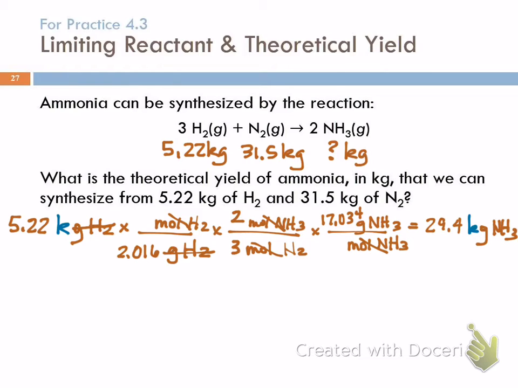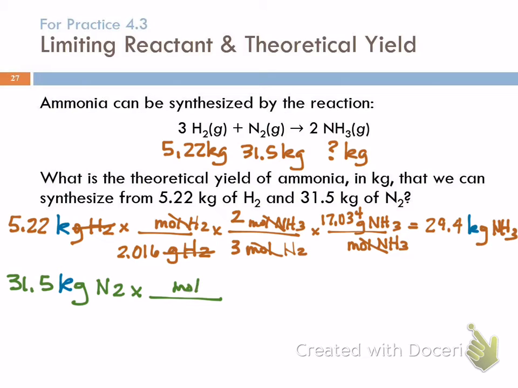So I'm going to use a different color here, just for grams. What is that? 29.4. It's not the best 9. Having troubles writing today. So 31.5 kilograms. I'm going to do the same thing with the kilo there. N2. 31.5 kilograms of N2. And grams to moles to moles to grams.